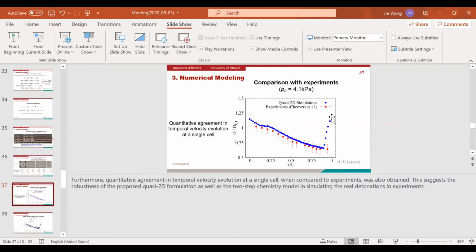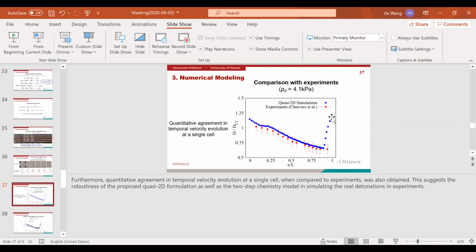But here, it's for one experiment, and the speed was extracted from both the center line of the cell and also the top and the bottom walls. Okay. But I think for a very unstable mixture, sometimes we can see, even from the soot foil, different cell sizes.